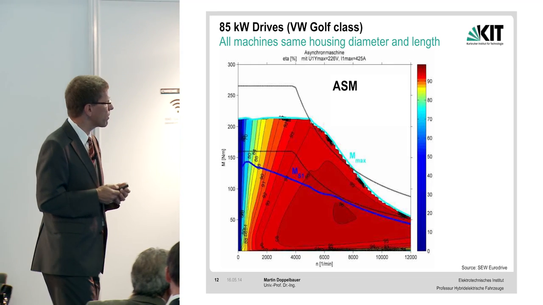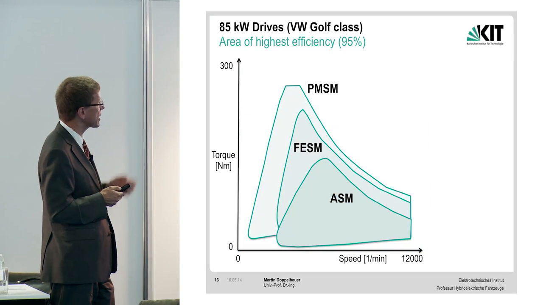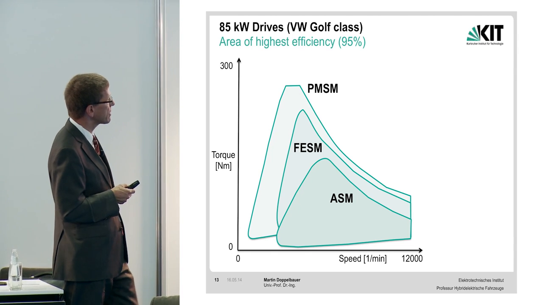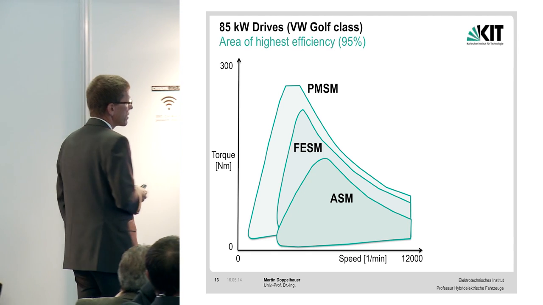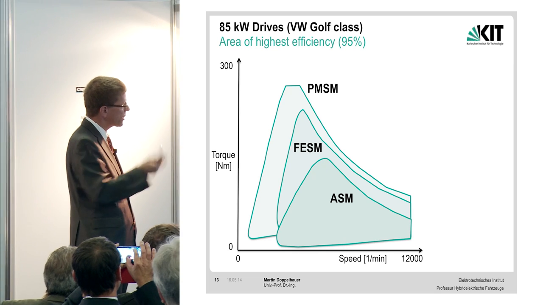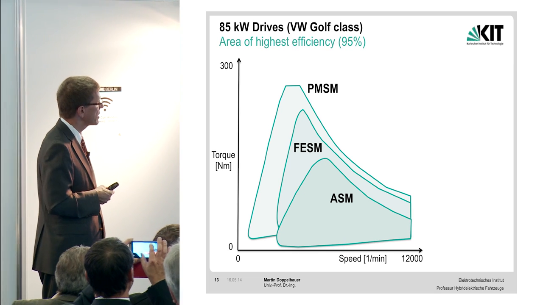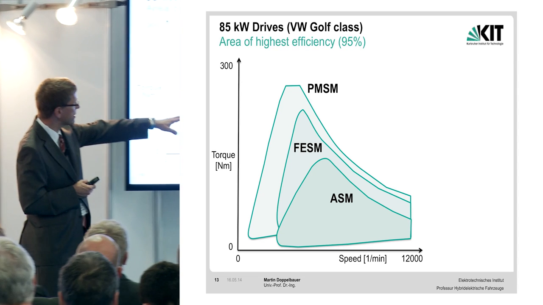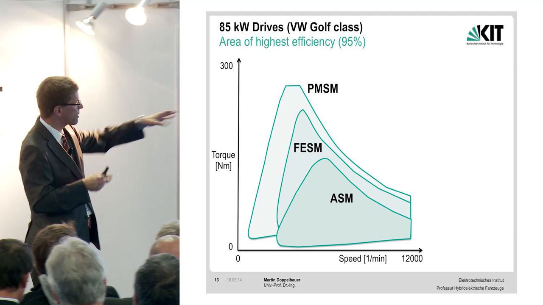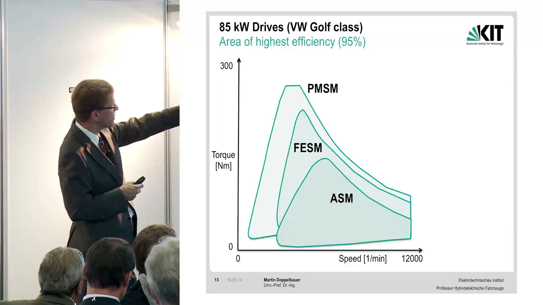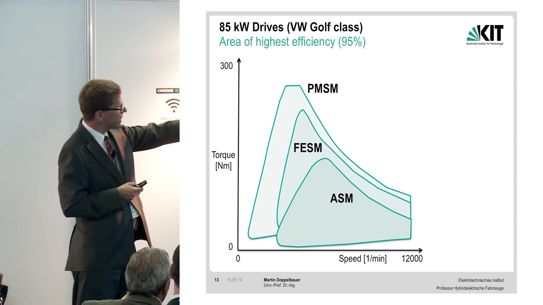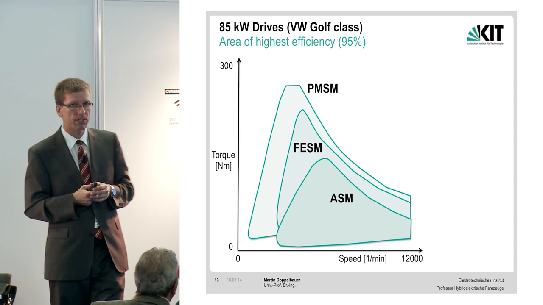And if you compare all three of these machines in one diagram, these are the areas of their highest efficiency. So the 95% range of efficiency. And that's quite typical. In the high end, in this particular case, because we had fixed dimensions, the permanent magnet machine is still the best. And the induction machine, in this case, scores lowest.